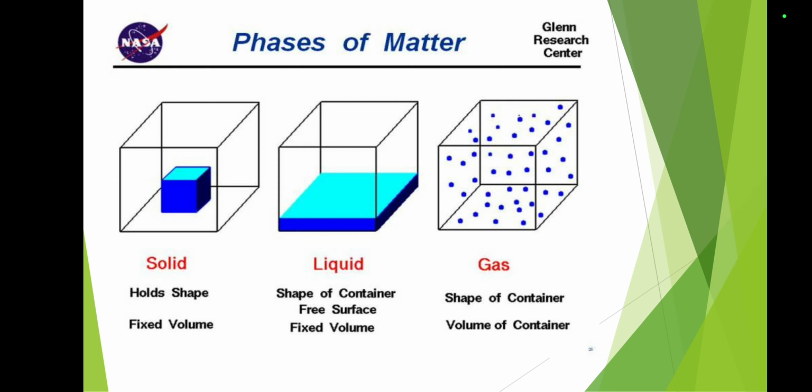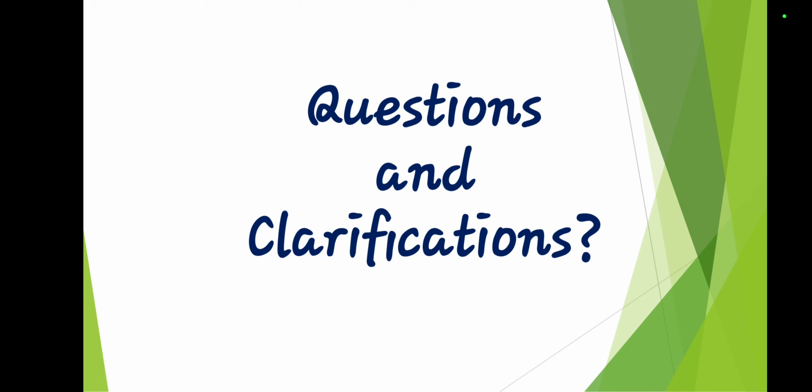So now let's move forward. Again, this is the phases of matter with regard to the illustration. As you can see, the solid is very compact. The liquid, for example, is just water. And in the gas, you can see the particles that can move freely. Any questions or clarifications?